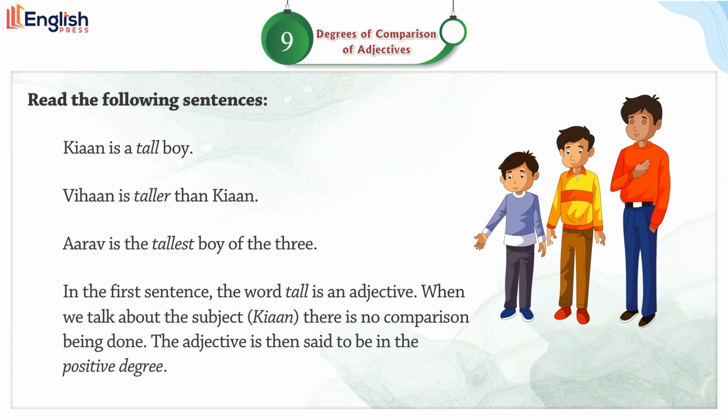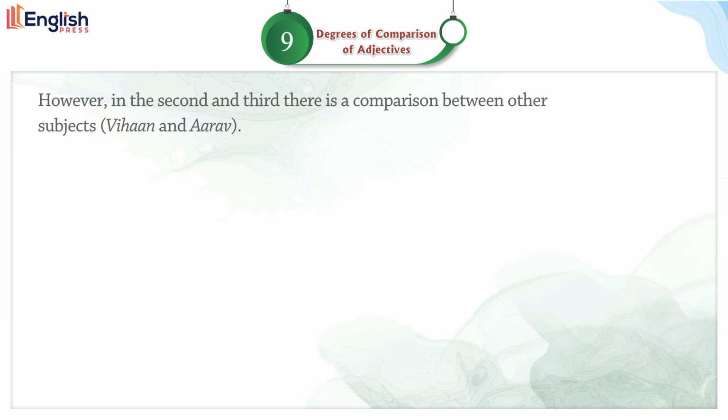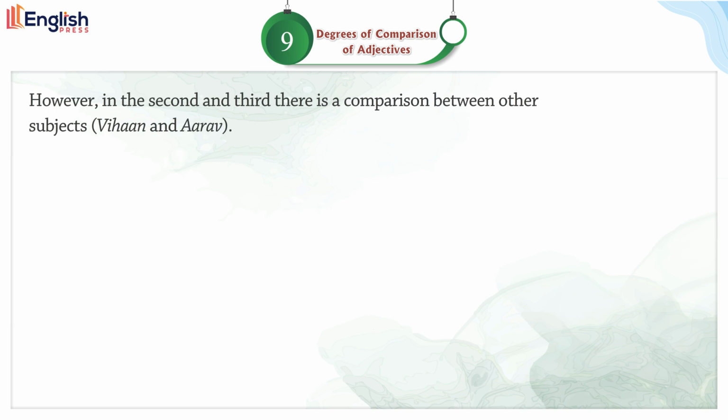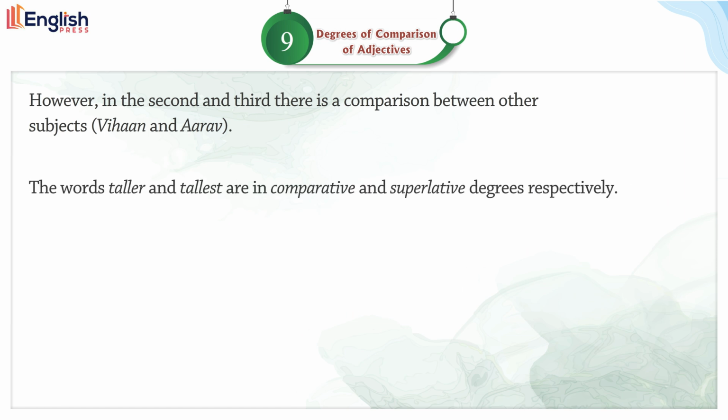In the first sentence, the word tall is an adjective. When we talk about the subject, Kian, there is no comparison being done. The adjective is then said to be in the positive degree. However, in the second and third, there is a comparison between other subjects, Vihan and Arav. The words taller and tallest are in comparative and superlative degrees respectively.